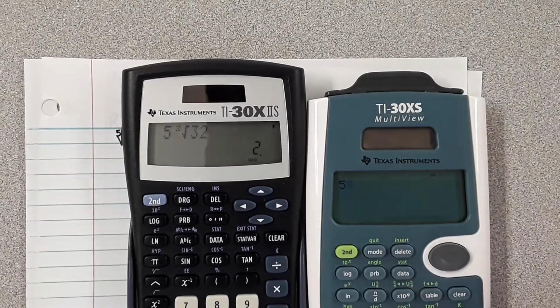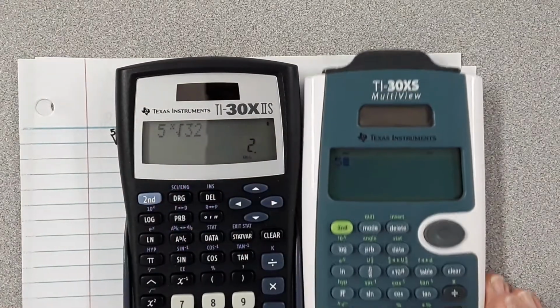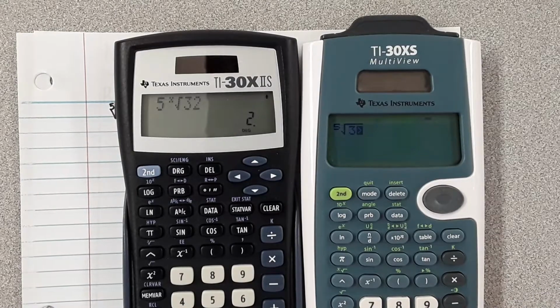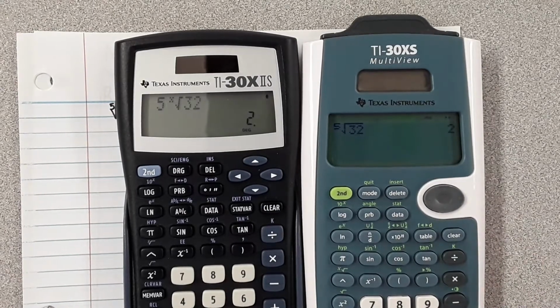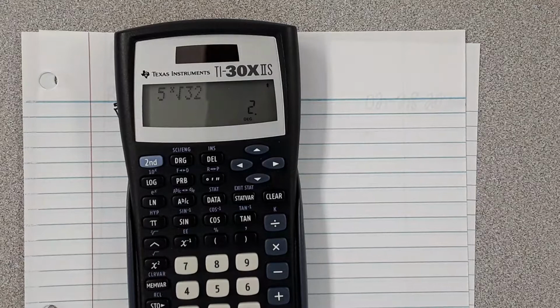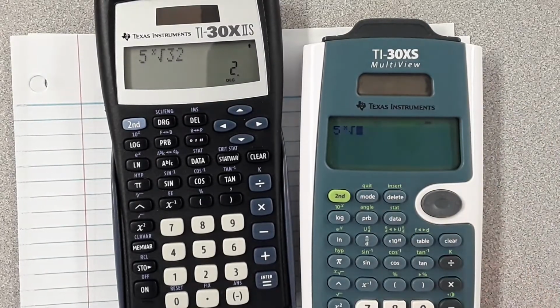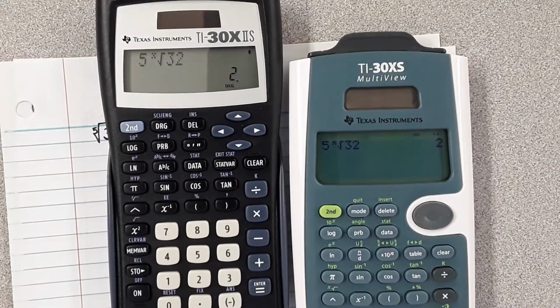Now, if you have this calculator, it's the same way. It's second, and then that caret key, just like before, and then 32, and then enter. Just so you know, if it looks different, you still put 32 in, you hit enter, you get 2. So depending on which calculator you have, it depends on if you put the root in first and then the number, or you put the number and then the root in first. What questions do you have about your calculator?